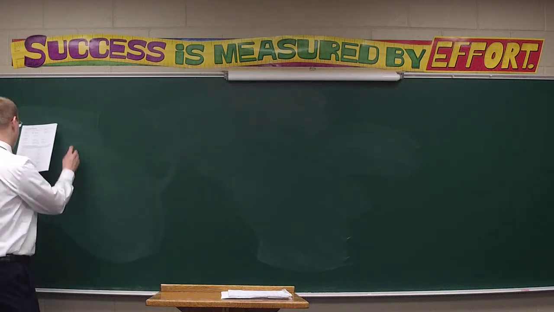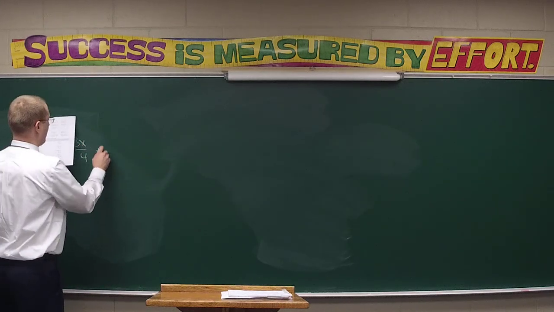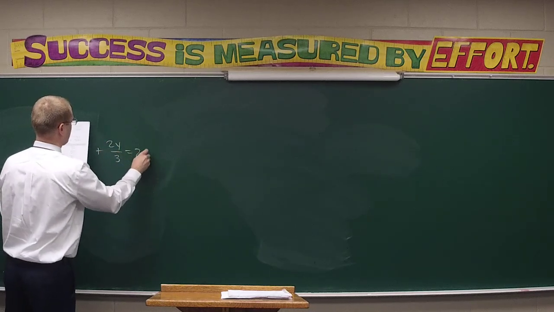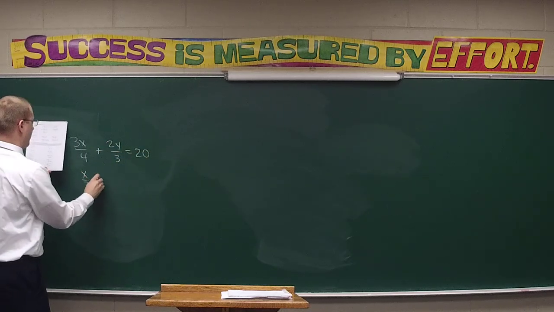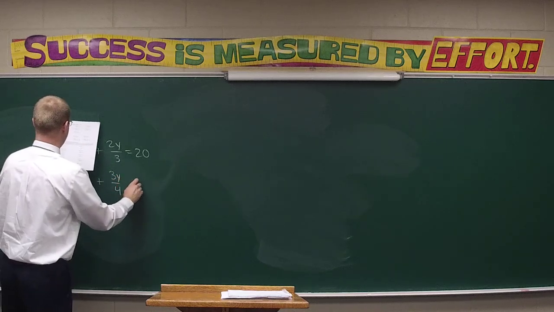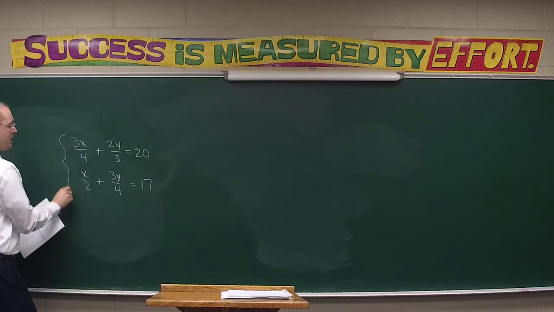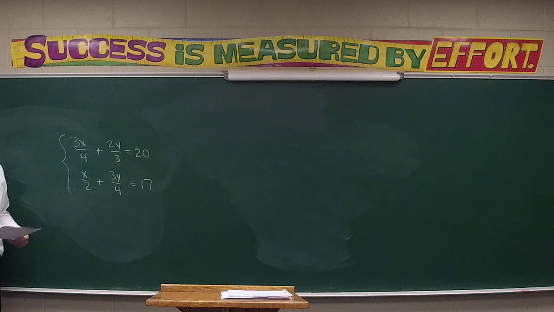Number 17. They gave us the equation 3x over 4 plus 2y over 3 is equal to 20, and then x halves plus 3y fourths is equal to 17. And what did we need to do here, Kendall?